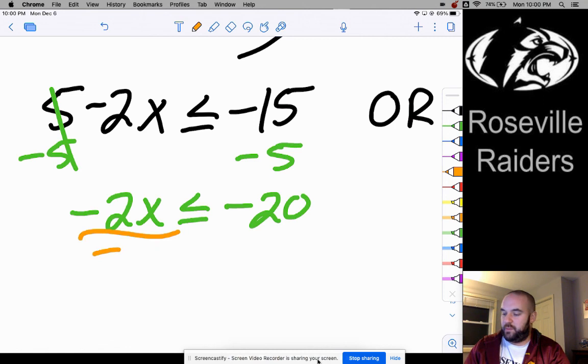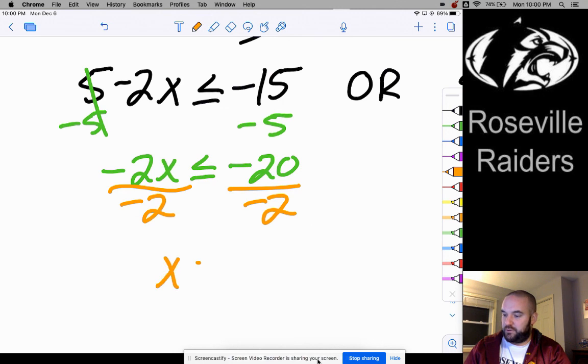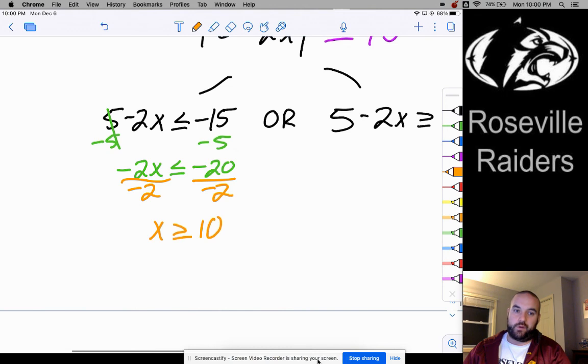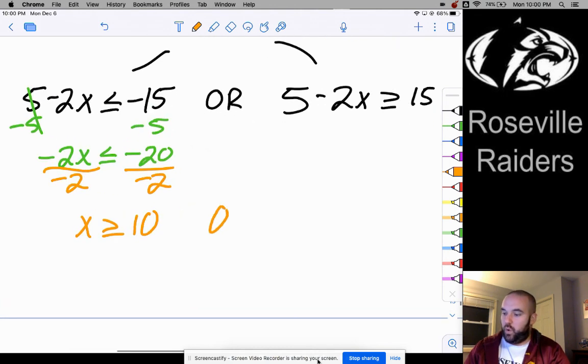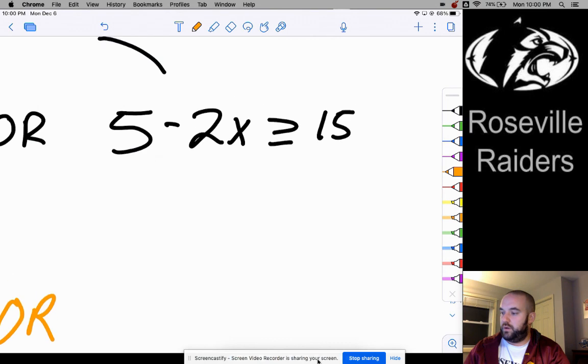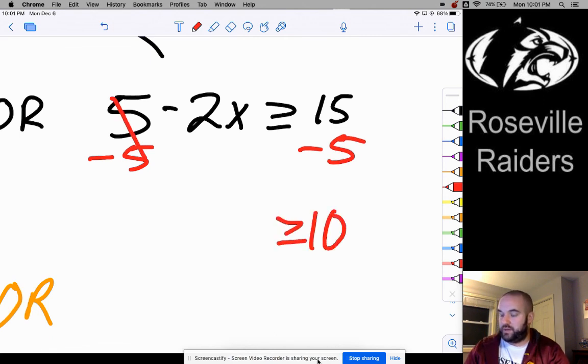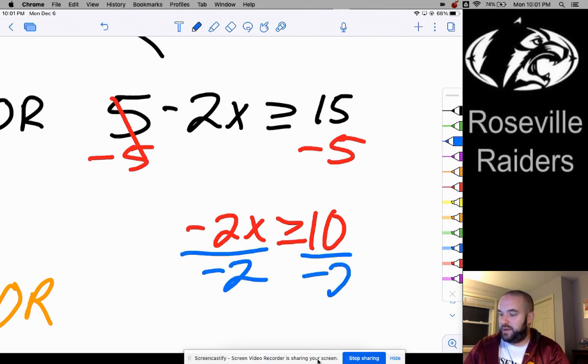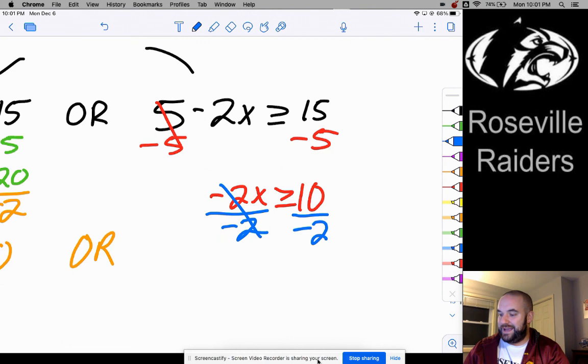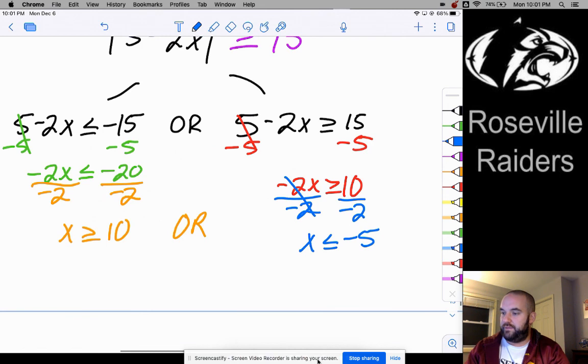And then just for fun, I'm going to divide by negative 2. Because I'm dividing by negative 2, that less than or equal to has to switch back to greater than or equal to. So I get x is greater than or equal to positive 10. Or over here, I could do the same two steps. I'm going to subtract 5. When I subtract 5 from positive 15, I get 10, which is kind of nice. Negative 2x there. Divide by negative 2, divide by negative 2. Oh boy. Again, we switch the inequality, so x is less than or equal to negative 5.